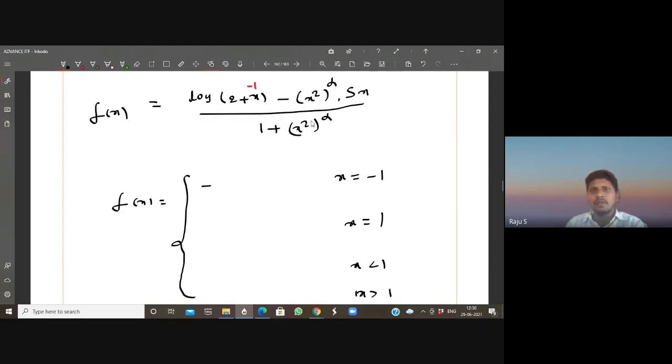So what is sine of minus 1, students? In place of x, substitute minus 1. Sine of minus 1 is equal to minus sine 1. So minus into minus is plus. Okay, sine 1. By denominator, 1 square is 1, 1 power infinity is 1. Finally, 2 sine 1 by 2 when x is equal to minus 1. Okay, clear. Then x is equal to 1. Substitute 1 in place of x. Log 3 minus 1 power infinity is 1, so minus sine 1 by 2.